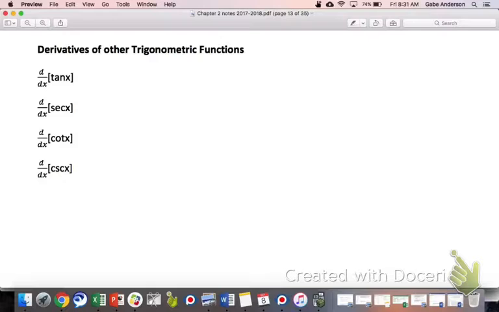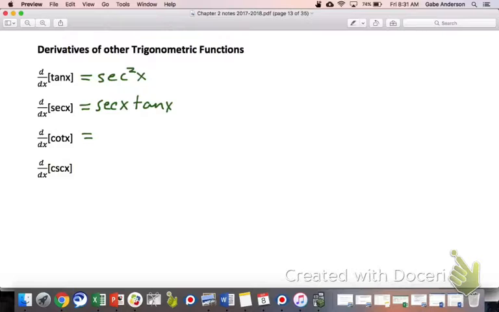The derivative, and by the way, you want to have these memorized. You don't want to have to re-derive these every time. I'll show you how to derive these derivatives, at least one of them. But you would just want to have these memorized. There's a pattern to it. Here we go. The derivative of tangent x is secant squared x. The derivative of secant of x is secant of x times tangent of x.